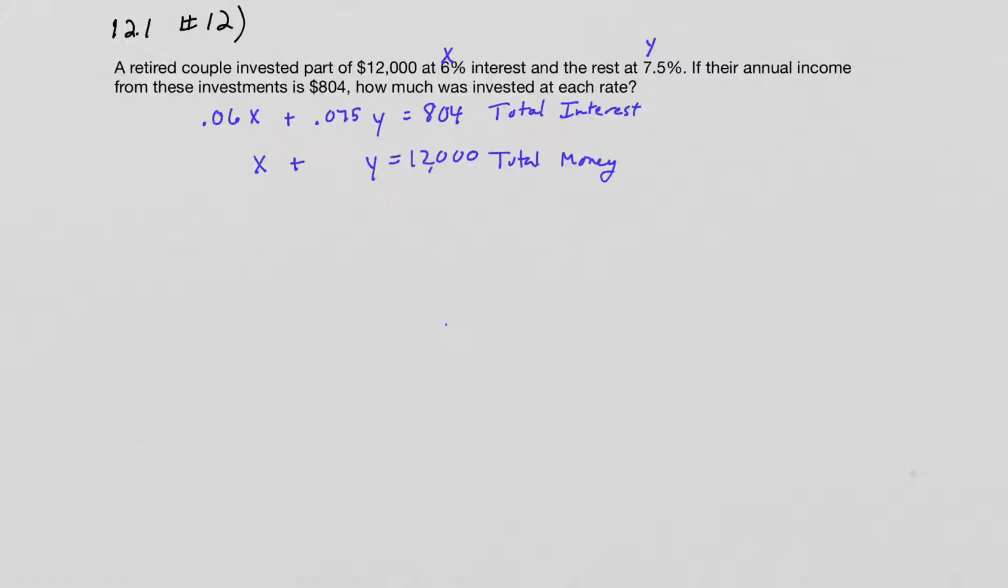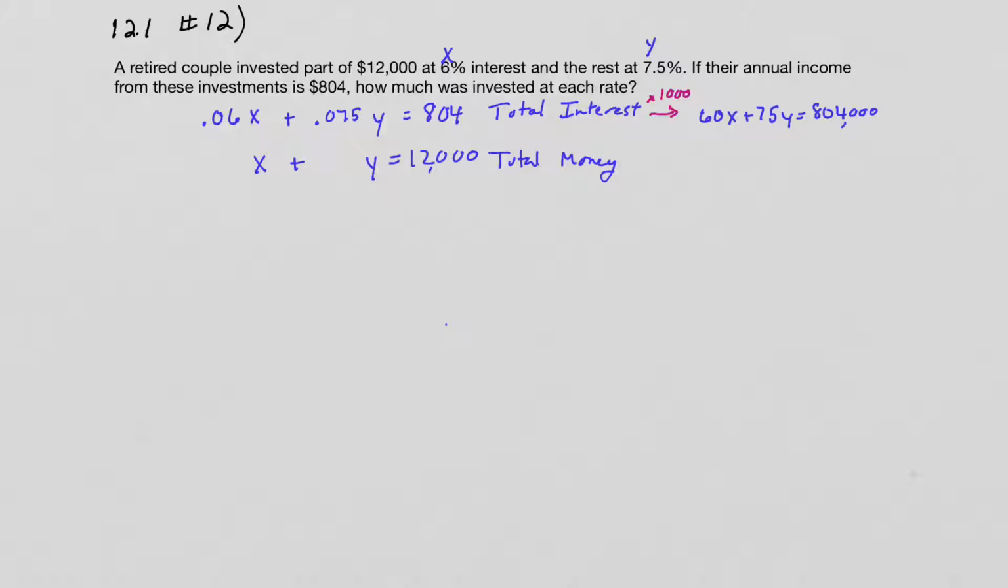The first equation will be nicer if it is multiplied by 1,000 so that you have no decimals. So I'm going to pick 1,000 because there's 3 decimal places and 1,000 has 3 zeros. So if I multiply by 1,000, I'll have 60x plus 75y equals 804,000. So just move my decimal place 3 places to the right when I multiply by 1,000. So that's a nicer equation to work with.